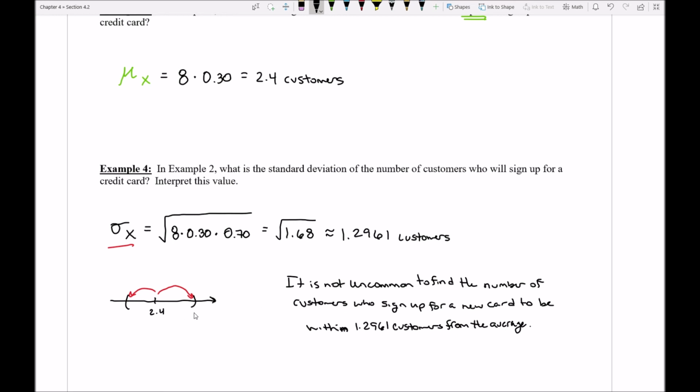You could find these values at the end and the beginning of this interval. If you were to do the addition and subtraction, you could find that this lower value is 1.1039, and this upper value is 3.6961. So you could also say it's not uncommon to find the number of customers who sign up for a new card to be between 1.1039 and 3.6961 customers. So this is how I can calculate the mean and standard deviation for a binomial distribution.